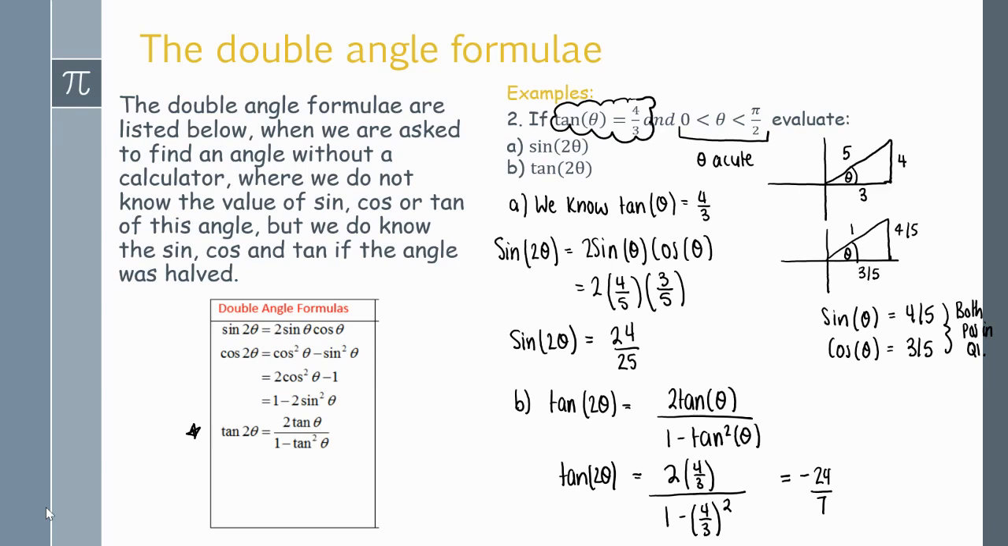And it's okay that this is a negative, because remember, if theta alone was acute, then 2 theta could actually be obtuse, and tan is negative for obtuse angles.